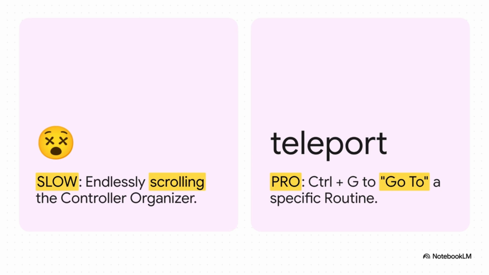All right, be honest. Are you guilty of that endless scroll through the controller organizer, just hunting for one specific routine? We've all done it. Well, it's time to stop. With Control+G, you get the go-to box. Just start typing the name of whatever you're looking for, a tag, a routine, hit Enter, and you are basically teleported right there. It is the ultimate search function for your entire project.